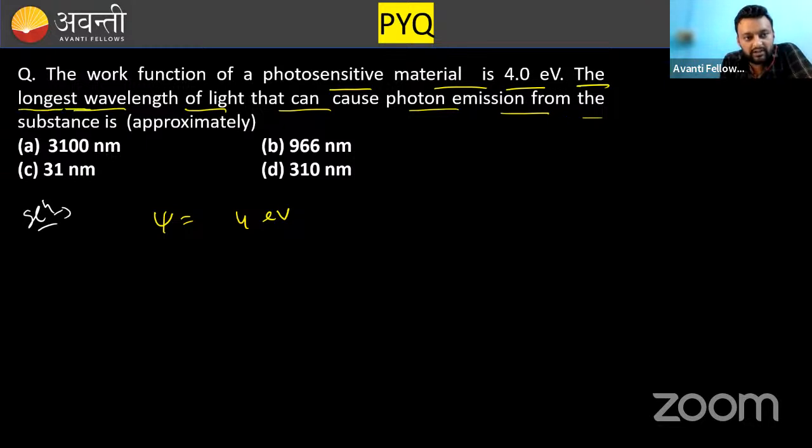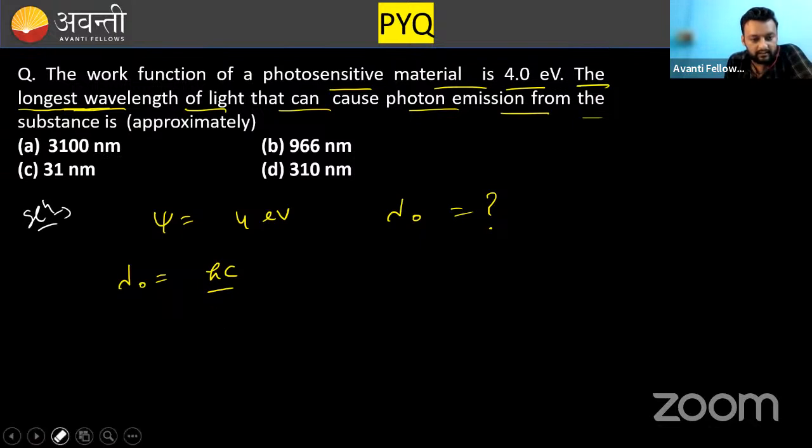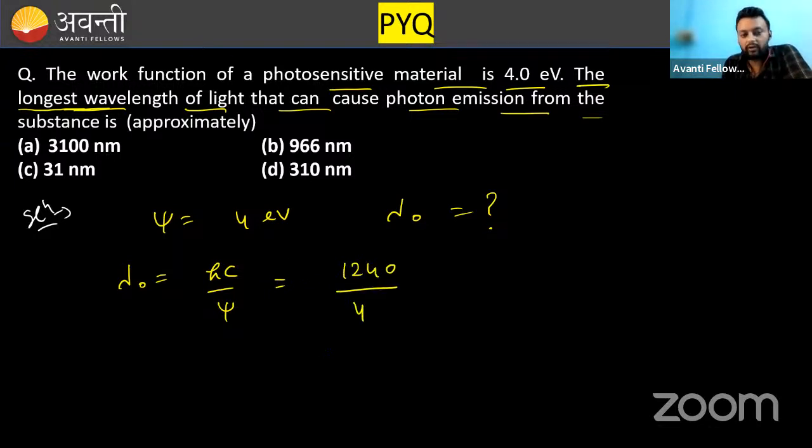Whenever they are talking about the largest or longest wavelength, they are talking about threshold wavelength. They are asking me threshold wavelength. So what we know, threshold wavelength is hc by psi. I think you know the relation now. You know the value of hc is 1240. Psi is what? 4 electron volt. So lambda naught will be 310 nanometer. Very simple question, doable. Asked in the NEET exam, and I think in the recent NEET exam, 2019, it was asked.